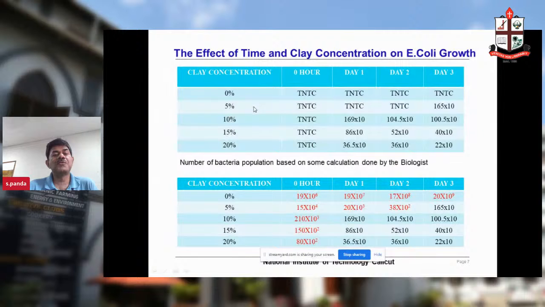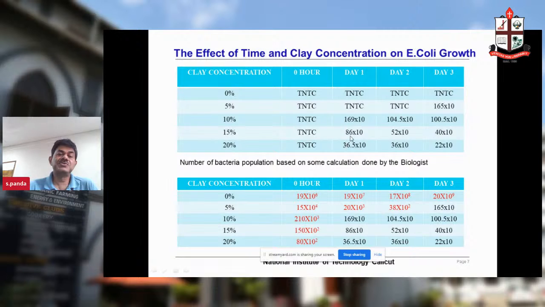Then you can go for 5%. After a long time, at day 3, you have 165 times 10, so you have killed a lot of bacteria in between. If you are mixing 10%, then obviously the effect is very high. Now you can observe that on day 1 itself it is reducing.